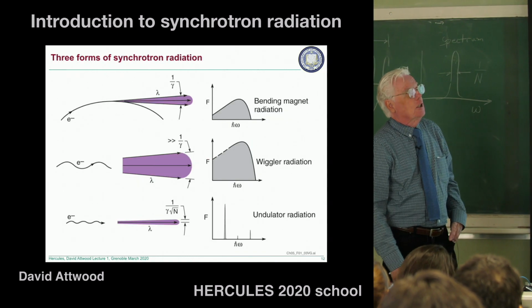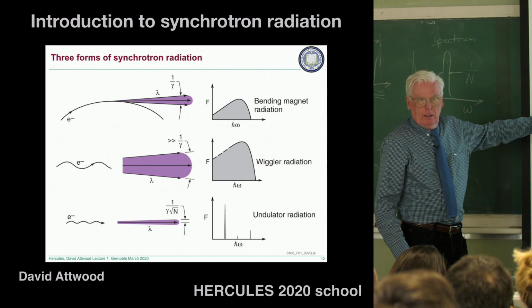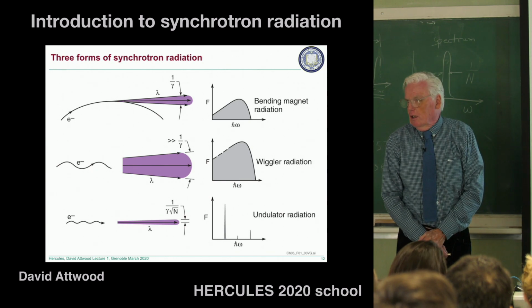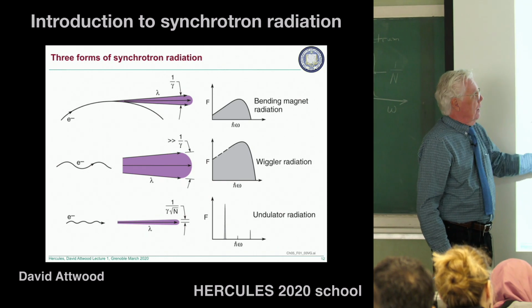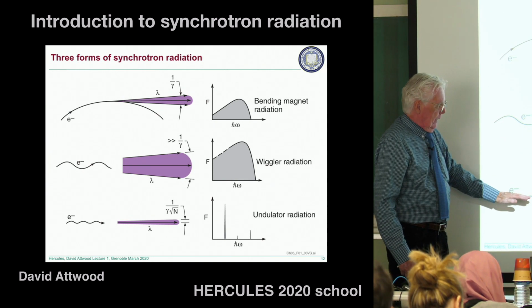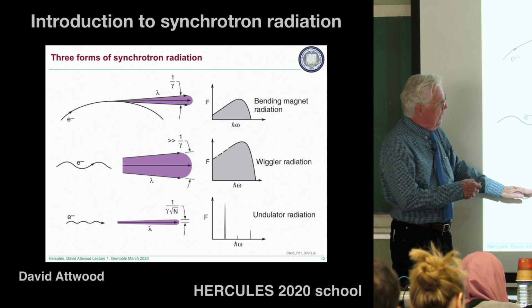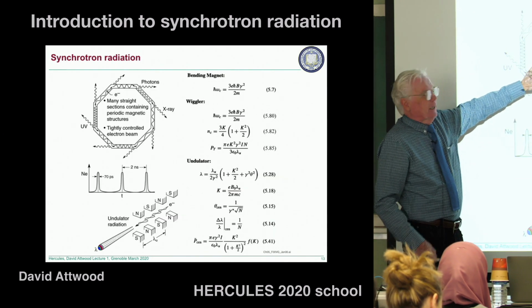So with synchrotron radiation, we'll encounter three forms at the synchrotron facilities. One is bending magnet radiation, one a so-called wiggler, and the third the undulator. And let me just peek ahead. Yeah. So I'll come back to that in a moment.